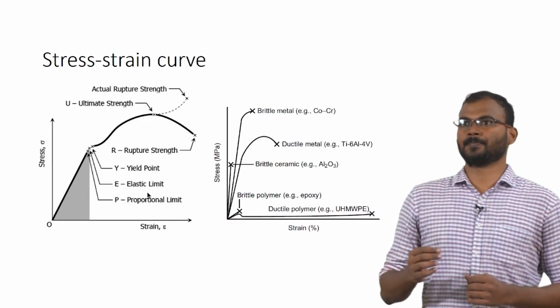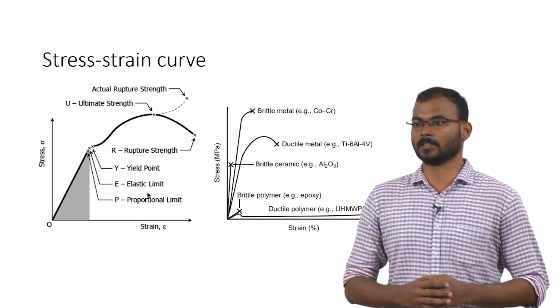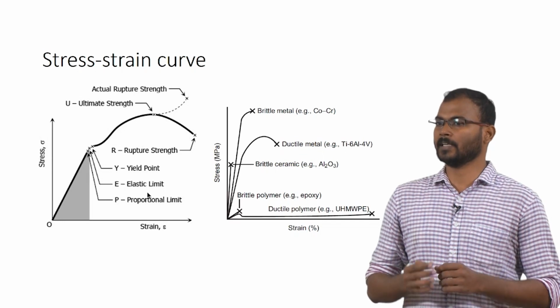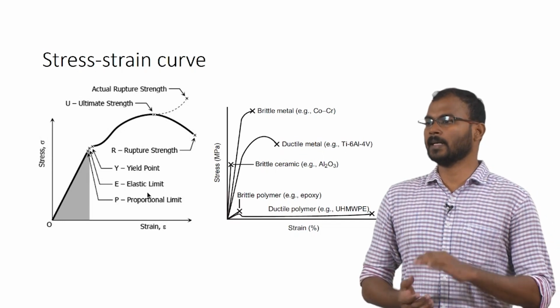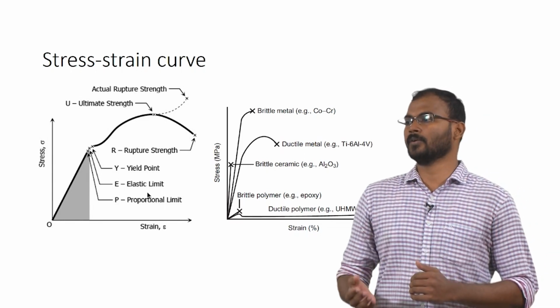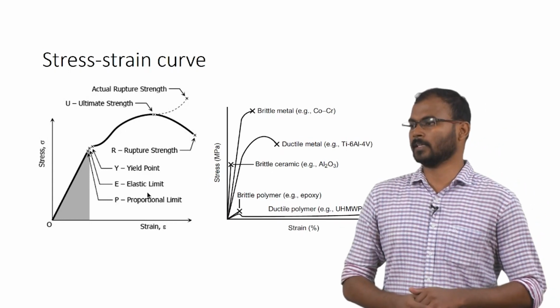So, considering a hip prosthesis, if you are introducing it into the system, the maximum load that the material can withstand even if it deforms, that is the ultimate strength. After that, if you continue to give the load, then that material will break. So, that is called rupture strength.